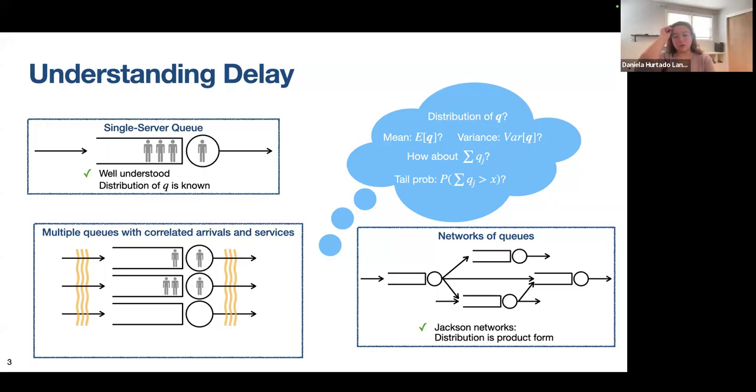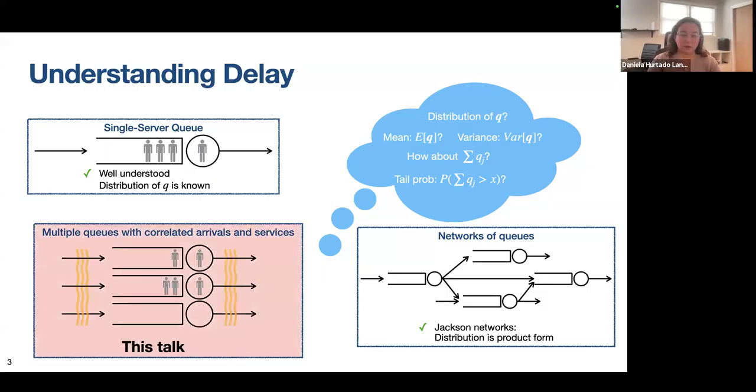So for networks of queues, we typically model them as Jackson networks, and in that case, if all the times are exponential, the distribution is product form, and that's also well understood. Today, we're going to focus on multiple queues in parallel, and single hops, so meaning that there's one arrival, then once you're served, you leave.